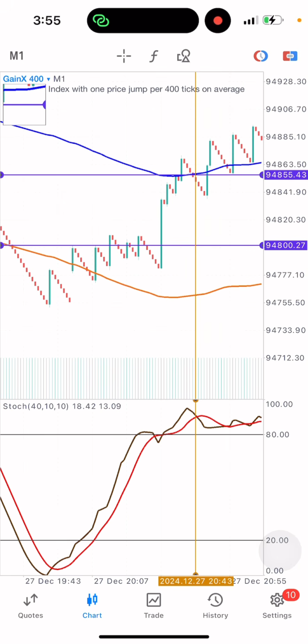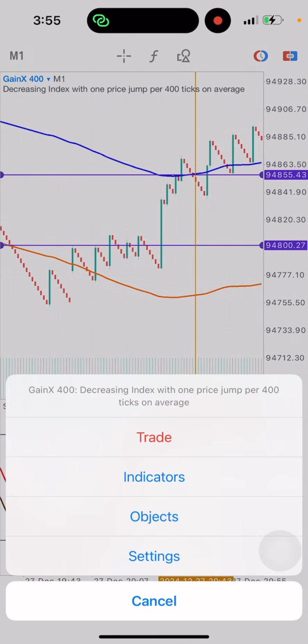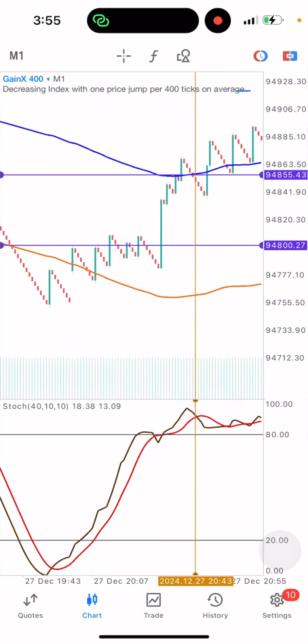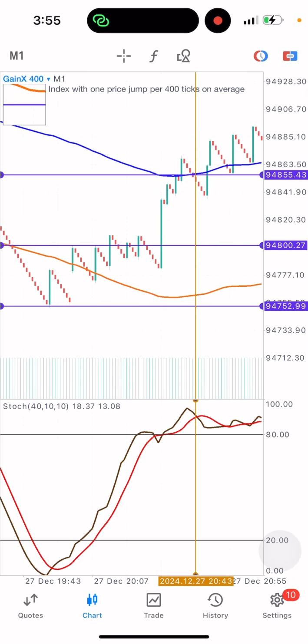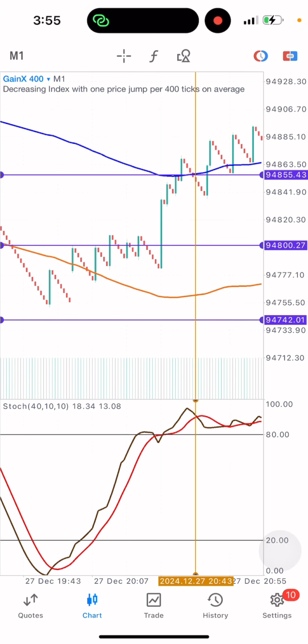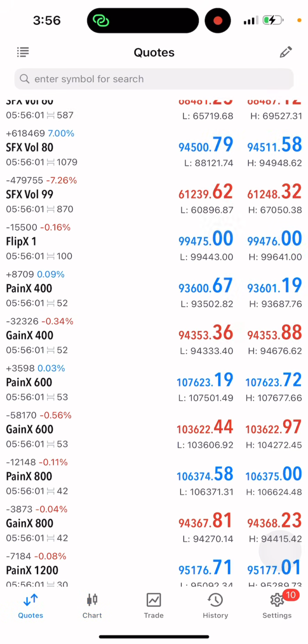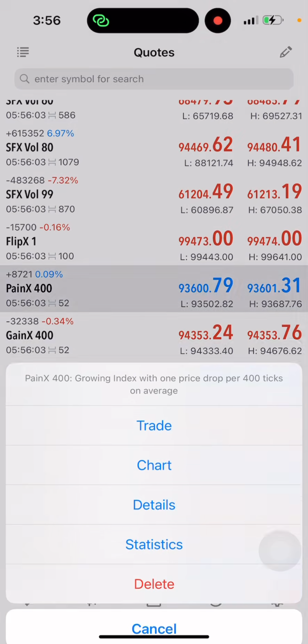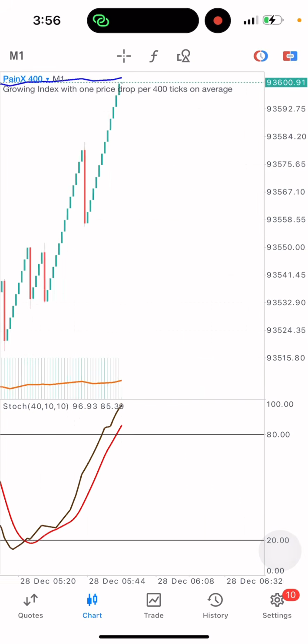Bring it down a bit. Then you set your stop loss below the candle that broke the lower envelope. Five candles below the candle that broke the lower envelope. So that is it. This is always 1:1 risk reward, or 1:1.5 risk reward. That is it. So now let's look at the last one, which is the Pain X indices. Let's take Pain X 400.